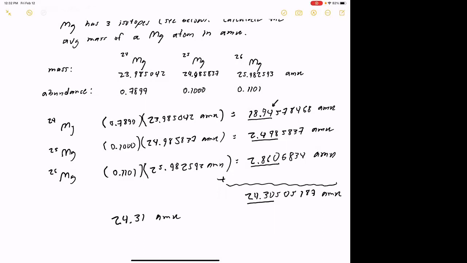Okay, so that should be really close to what you see in the periodic table as the average mass of a magnesium atom. And again, this is all based on the information that was given in the problem. So my periodic table here, yeah, that's pretty much where it takes me, out to that very same decimal point. Now your periodic table may be a little different, again, depending upon where they got the data from.